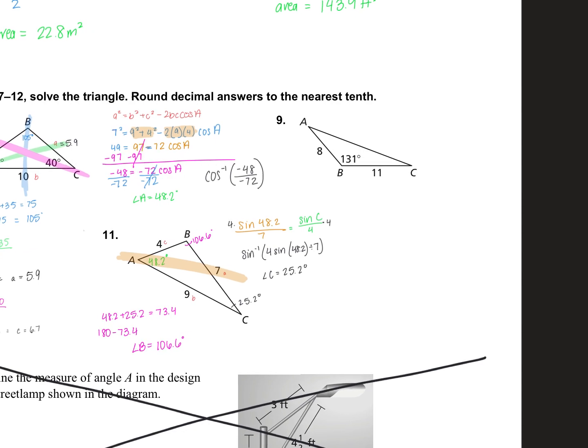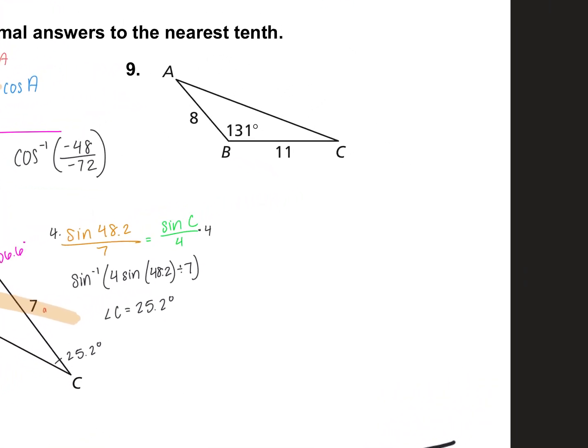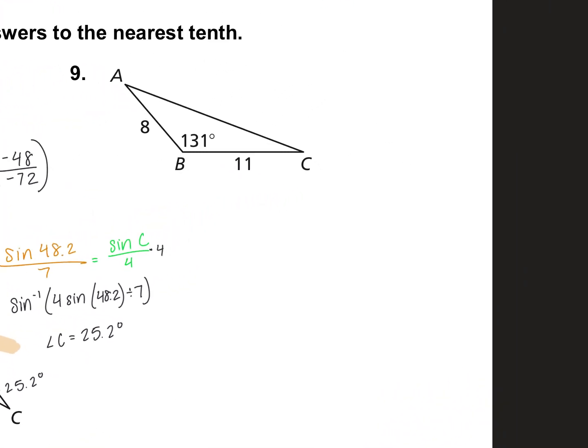All right, looking at the last one, number 9. With number 9, I don't have a matching side and angle. So just so you can see it, I'm going to label. I have B here, A here, C here. And I can't find one angle because I don't know what the other two are. They're only giving me one.